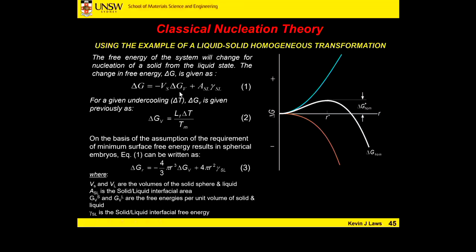So, what do we have overall? We've got a volume factor multiplied by an energy factor. We've got a surface area factor multiplied by another energy factor. So we know from the previous slide, for a given undercooling, delta T, delta GV is given as our latent heat of fusion multiplied by our delta T over Tm.